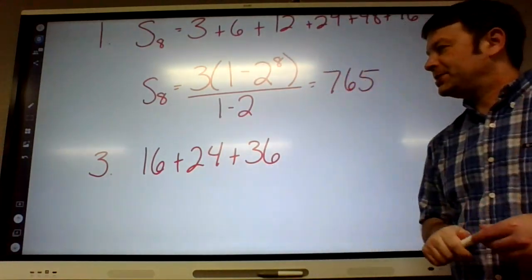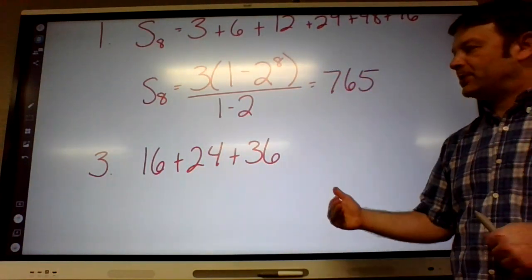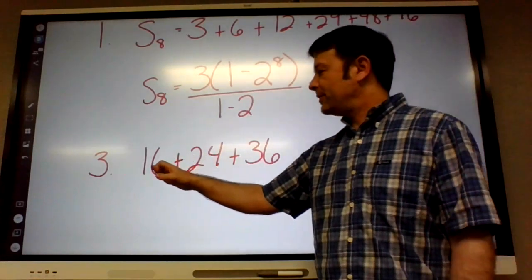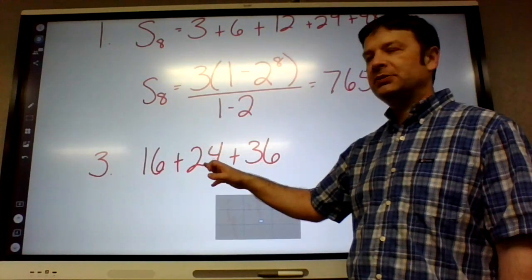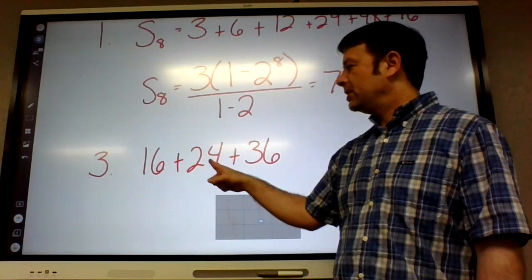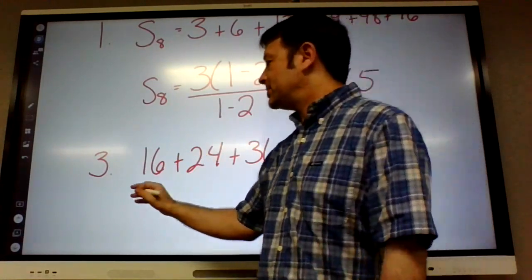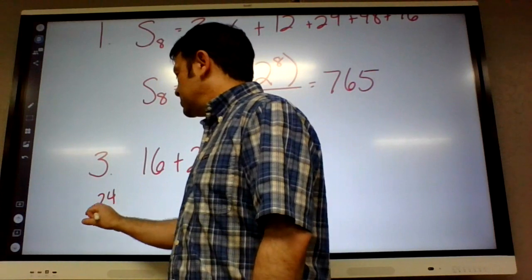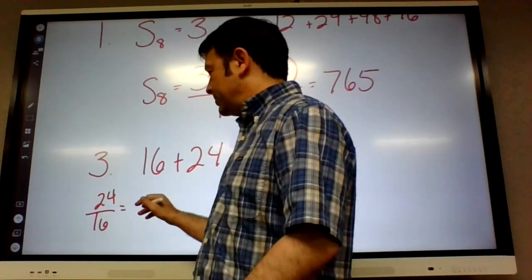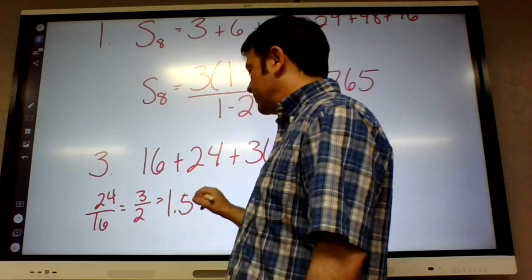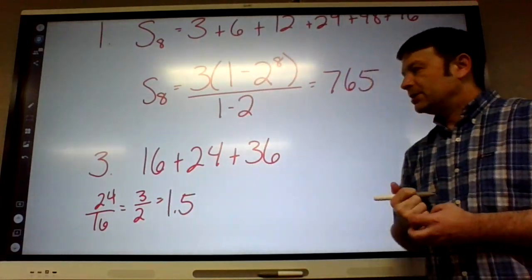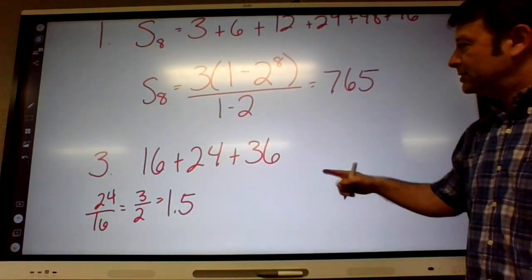Okay, they're telling us it's a geometric sequence, like they are multiplying something, but how do we figure out what they're multiplying to get from there to there? You guys remember how we did this? What are they multiplying to get from? Right, 24 divided by 16. So depending on how your calculator is set up, it might give you 3 over 2 or 1.5. I'm going to use the 1.5.